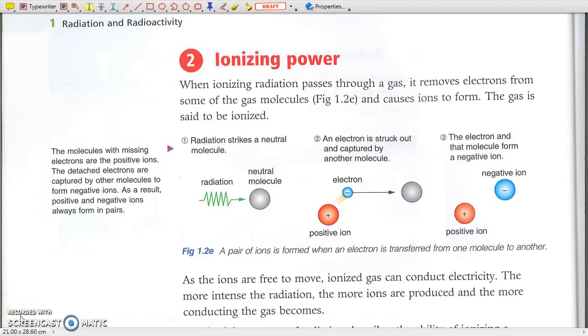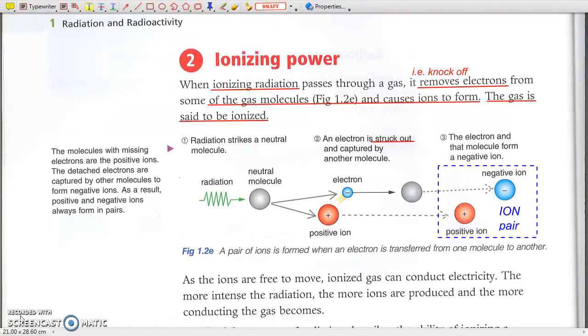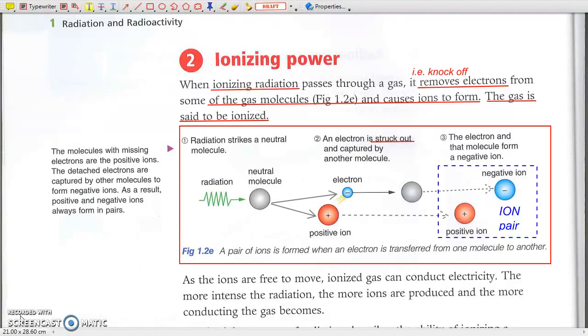2. Ionizing power. Ionizing radiation can cause ionization, which means produce ion pairs. Ionizing radiation is so energetic that it can knock off an orbital electron from an atom and produce an ion pair. If it is a gas molecule, the gas is said to be ionized. With the ions, the gas may conduct electricity. If the radiation is stronger, there will be more ions and the gas will become more conducting.